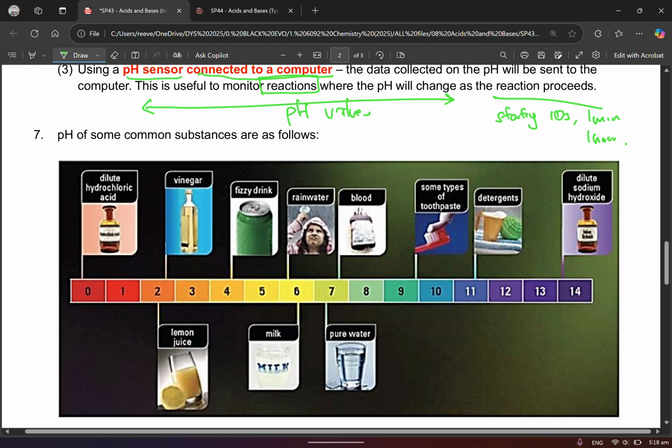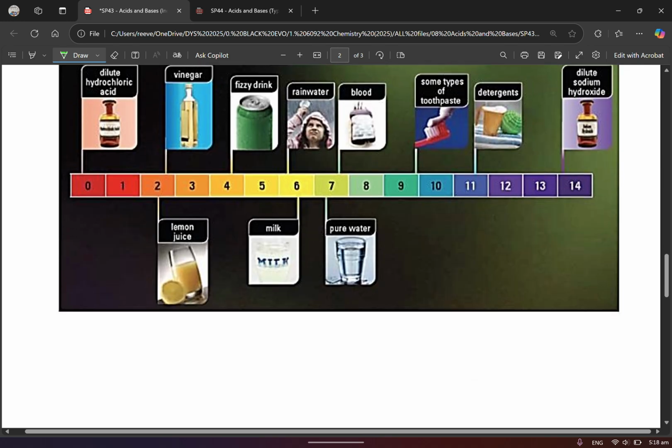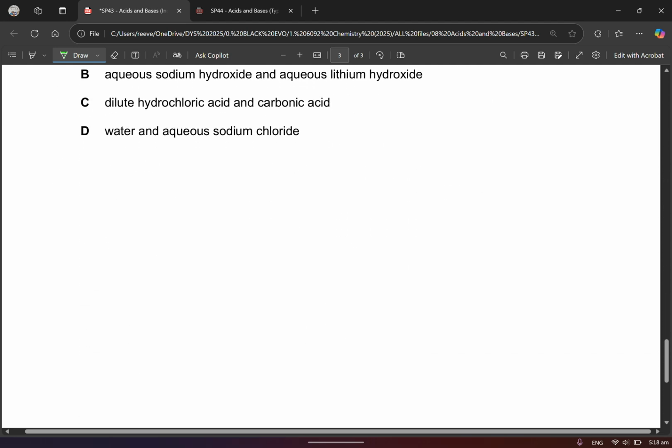Okay. Next one. This is a summary of common items around us and their pH values. So I have lemon juice, hydrochloric acid, vinegar. All these are acid. I have milk. Milk is slightly acidic. I have water and blood and whatnot, toothpaste and so on. Okay, done.